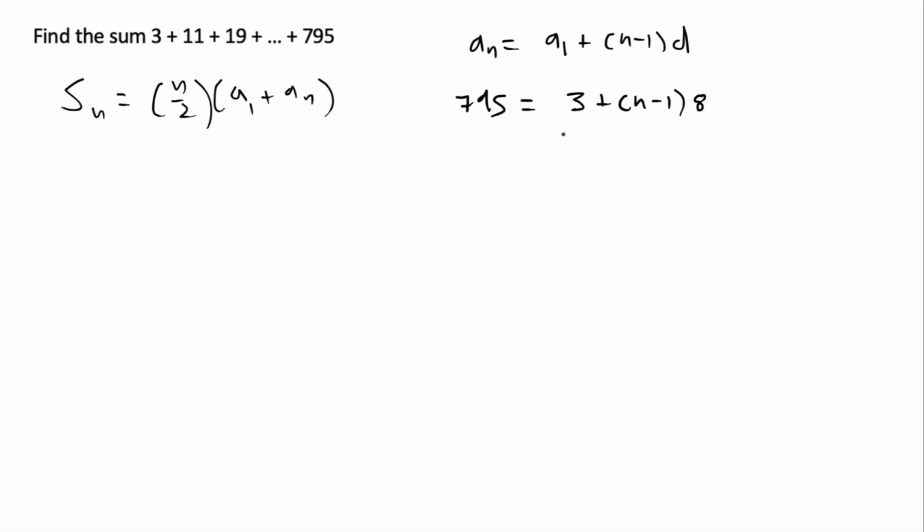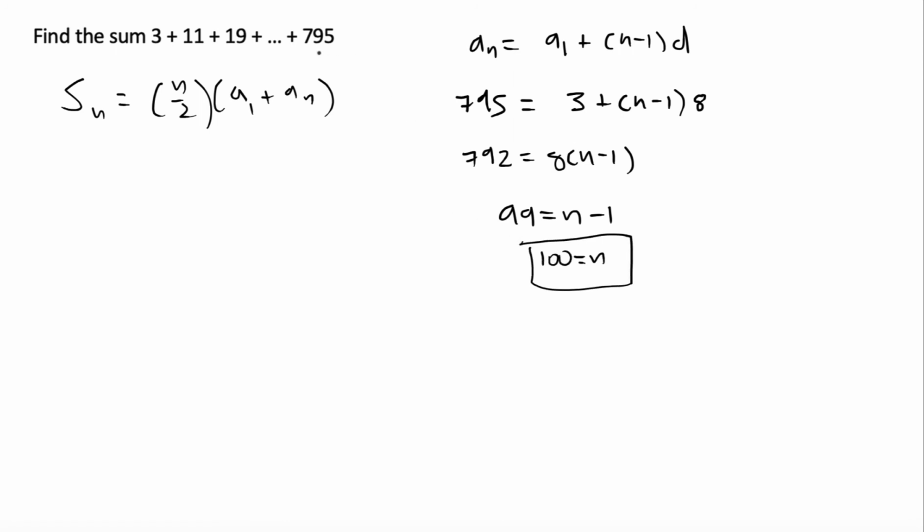So let's do the math. We'll subtract the 3 from both sides, so we get 792 equals 8 times n minus 1. We'll divide both sides by 8. 792 divided by 8 gives us 99. When we add the 1 back over, that means n is 100. So we can conclude that 795 is the 100th term in this sequence.